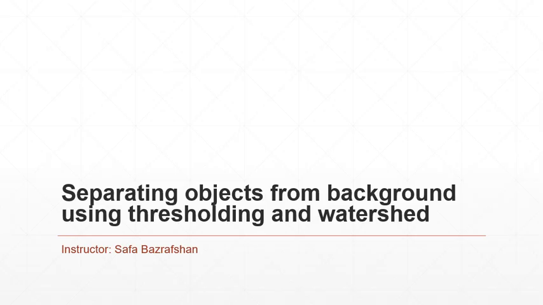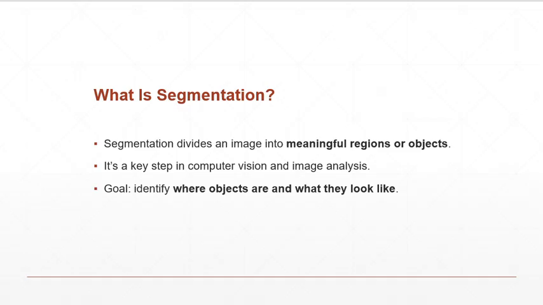In this video, we'll explore how to separate objects from the background using different segmentation techniques like thresholding and watershed. Segmentation is about dividing an image into parts that make sense, like objects or regions. It's the foundation for object detection and recognition.